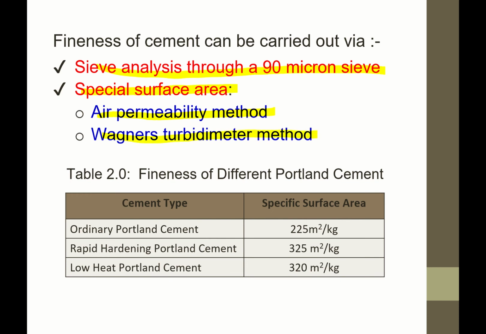Table 2.0 shows fineness of different Portland cement. If you have not yet understood what Portland cement is, most of the cement that we can find in a hardware shop is ordinary Portland cement. Ordinary Portland cement has a specific surface of about 2 to 5 meters squared per kg. For rapid hardening Portland cement, the specific surface area is 325 m squared per kg. Low heat Portland cement is about 320 meters squared per kg.